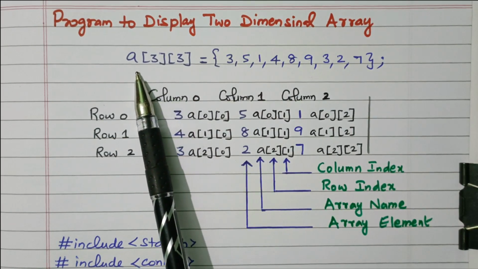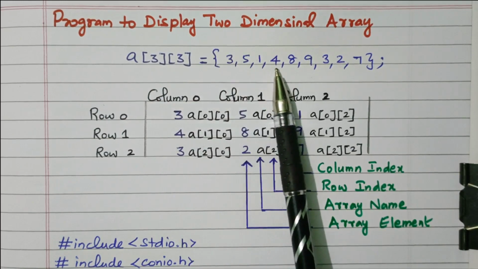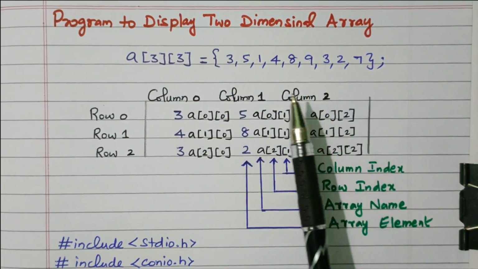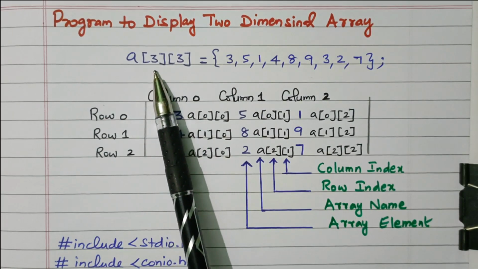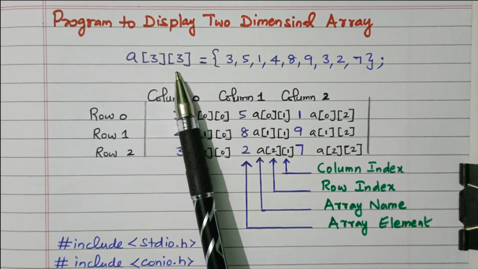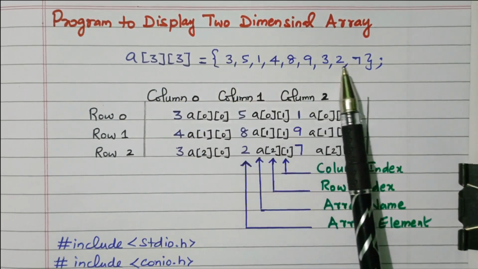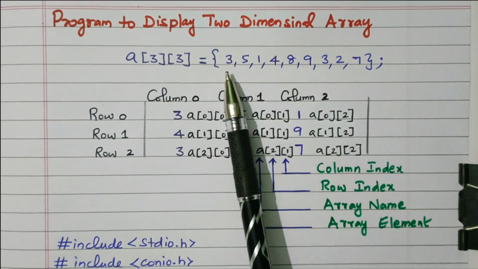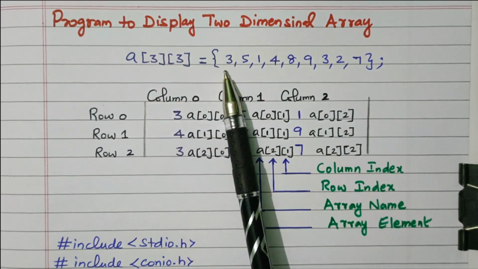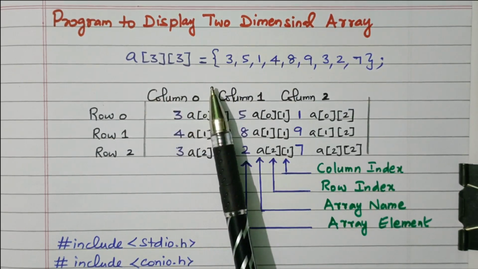So you see that we have A of 3, 3 equal to, and 9 numbers are given. A is the array name, the first 3 indicates the row size, and the second 3 indicates the column size. These 9 numbers indicate the matrix elements, array elements, right? So A[3][3] equal to 9 numbers given. It is nothing but a 3 cross 3 matrix.